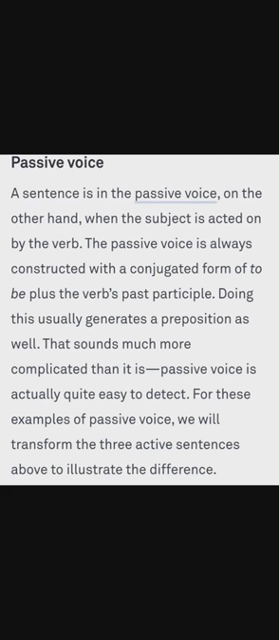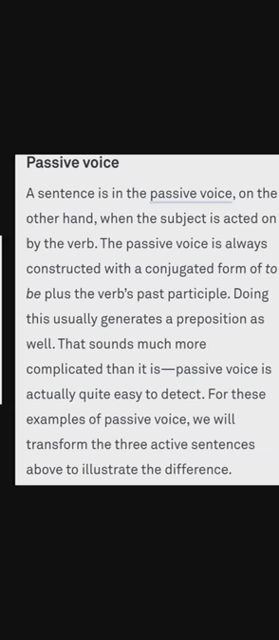The passive voice is always constructed with a conjugated form of to be plus the verb's past participle. Doing this usually generates a preposition as well. That sounds much more complicated, and the preposition is by. And then it is passive. And passive voice is actually quite easy to detect. For the examples of passive voice, we will transform the three active sentences to illustrate the difference.